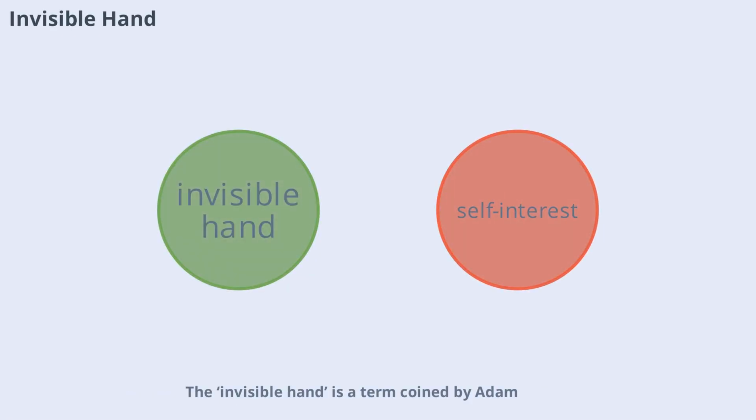The invisible hand is a term coined by Adam Smith to describe how individual self-interest guides markets toward equilibrium. As buyers and sellers pursue their own goals, their actions collectively lead to balanced prices and efficient outcomes. This concept underscores the power of decentralized decision-making in achieving equilibrium without central planning.